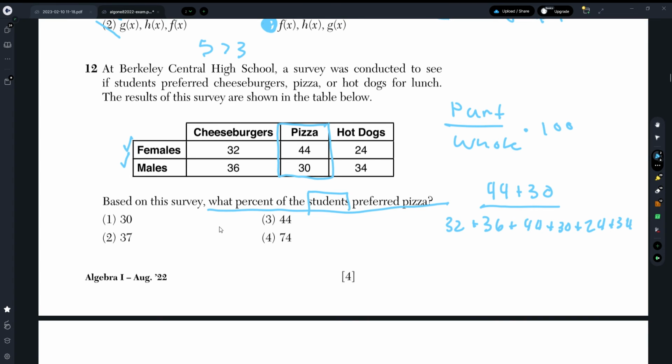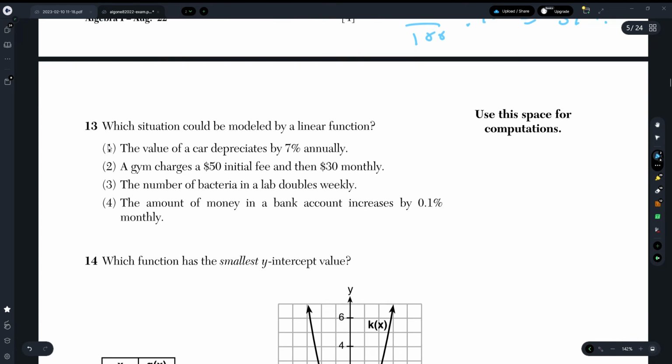I'm going to do that right now. 44 plus 30 over 32 plus 36 plus 44 plus 30 plus 24 plus 34. That's going to give you 37%, or 37 over 100 times 100, which is equal to 37%. So number 12 is 2. Halfway done. Moving on to number 13, which of the following could be modeled by a linear function?